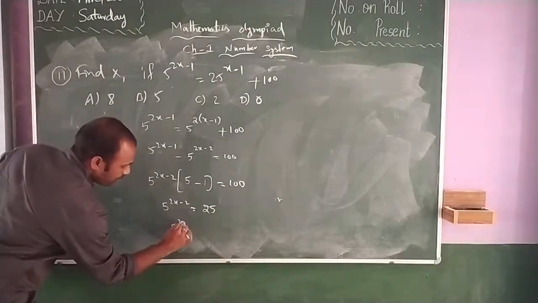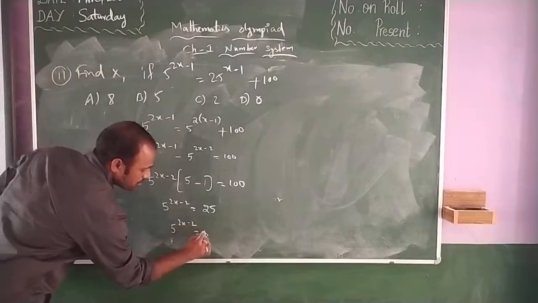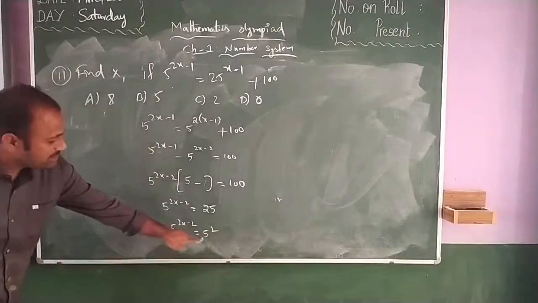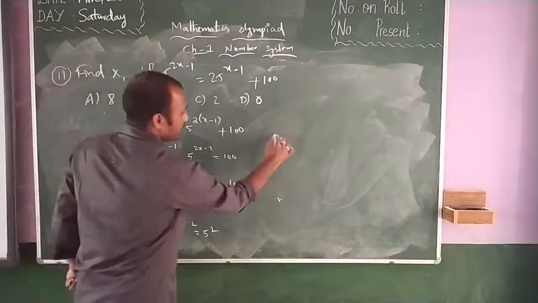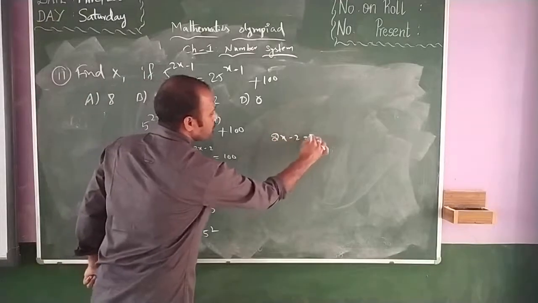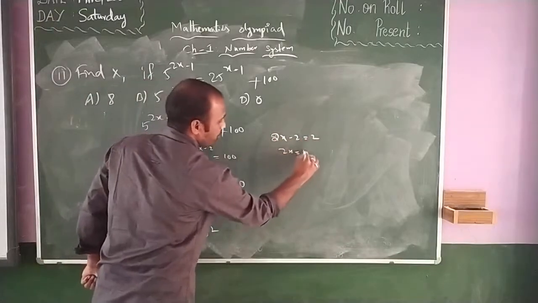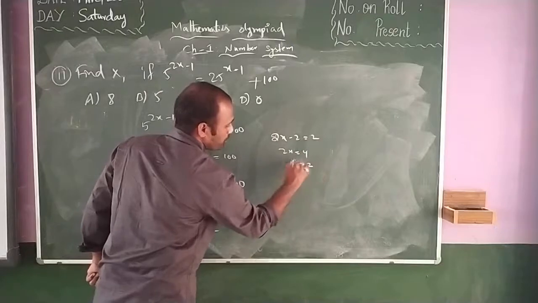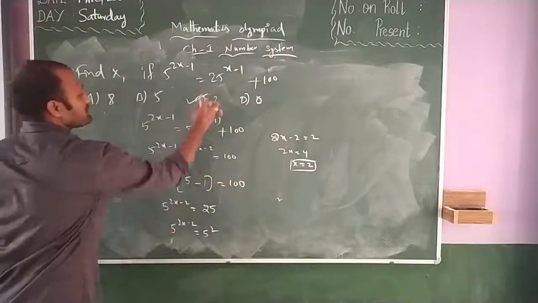So next, 5 to the power of 2x minus 2 is equal to 5 square. Here the bases are the same, so we can equate the powers. So 2x minus 2 is equal to 2. 2x is 4 and the x value will be 2. So option C is correct.